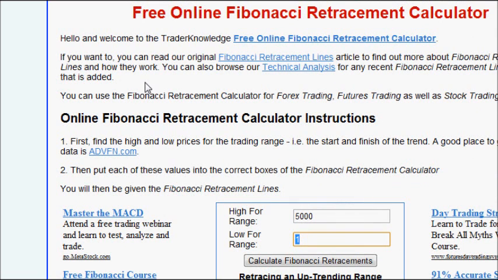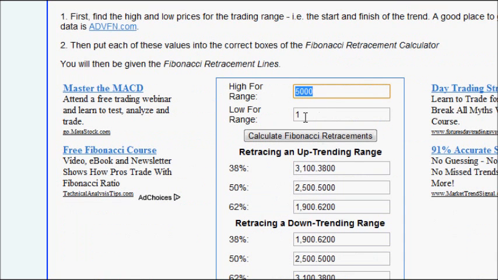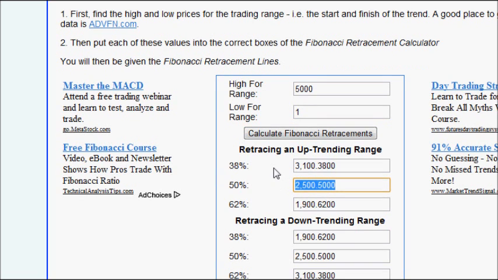this is a Fibonacci calculator. I have a high for the range of 5,000. I have a low on the range of 1. Therefore, 50% would be 2,500. Really. 50% of the movement would be 2,500. That's a pretty large percentage gain, to gain 2,499 basis points on 1.